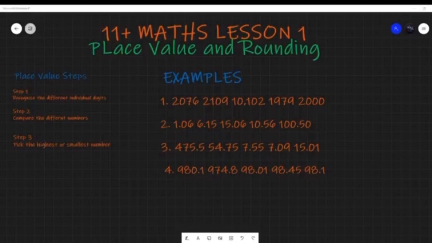So for number 4 we're going to find the smallest one, which I'm sure you should all know how to do now. Just follow these simple steps, and the answer is 98.01. It can't be these two because these two have more digits before the decimal point. Then it's between these two, and 98.45 has more tenths compared to 98.01 and 98.1, and 98.1 has more tenths compared to 98.01, so 98.01 is the obvious answer.